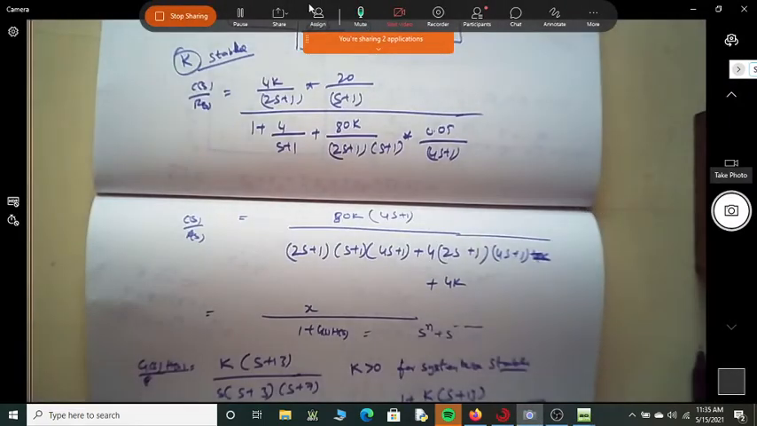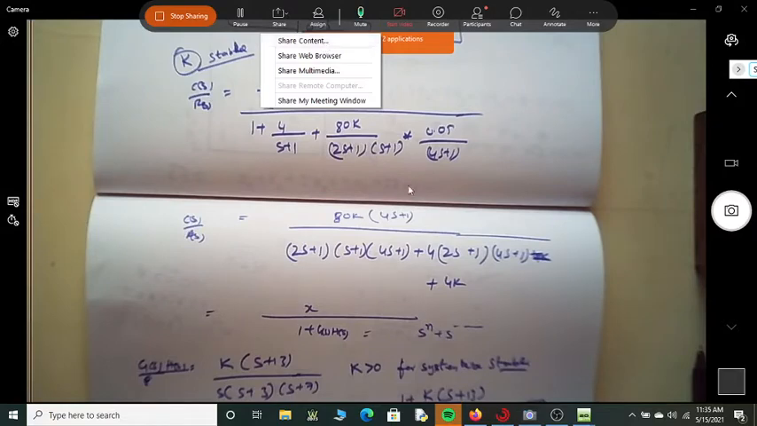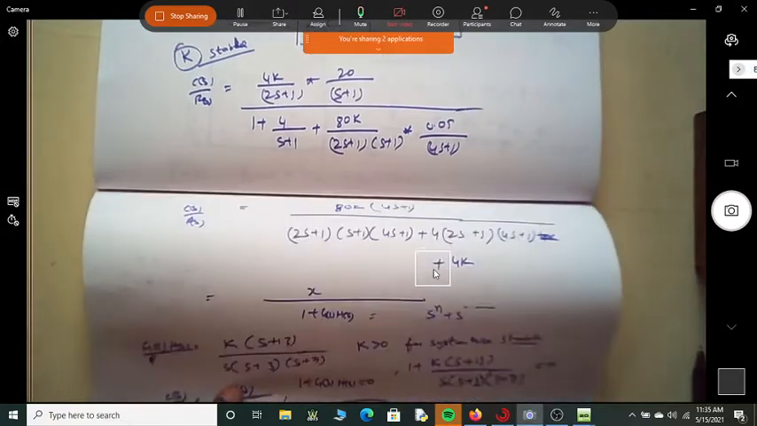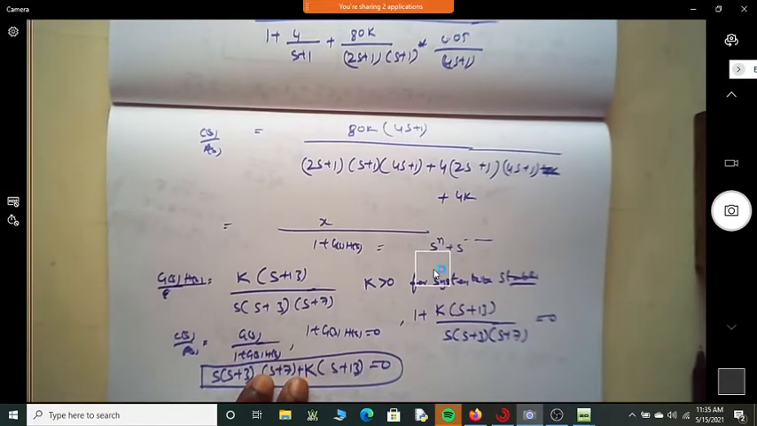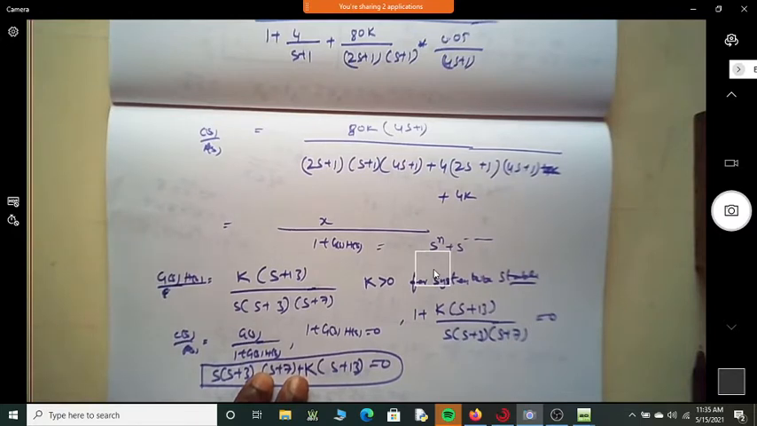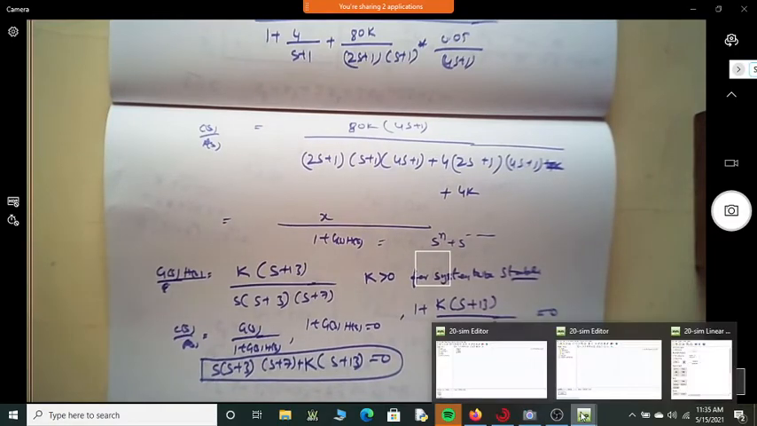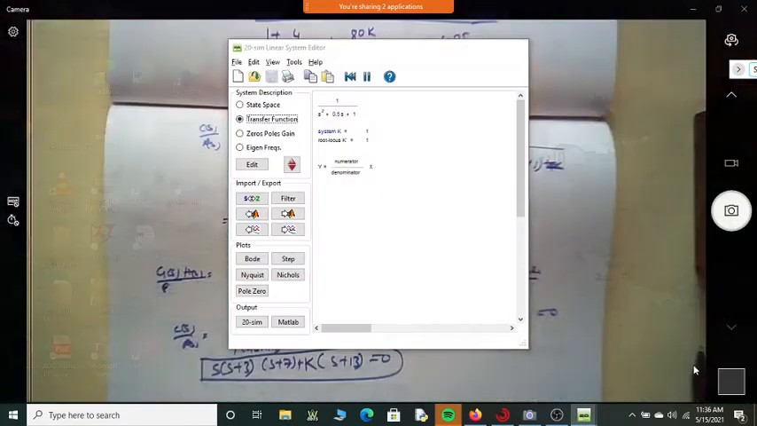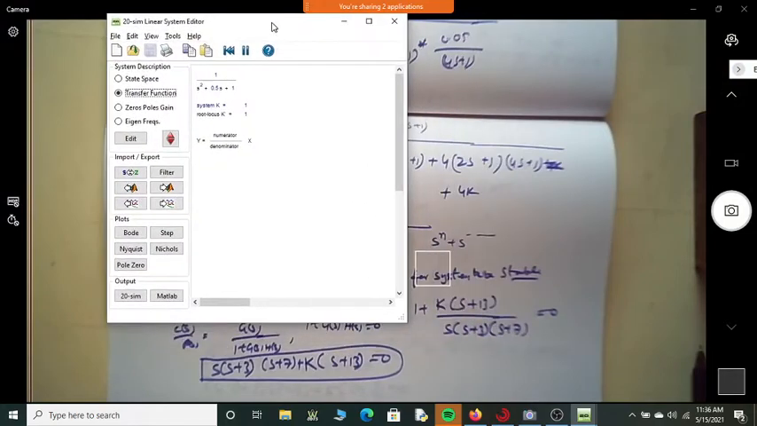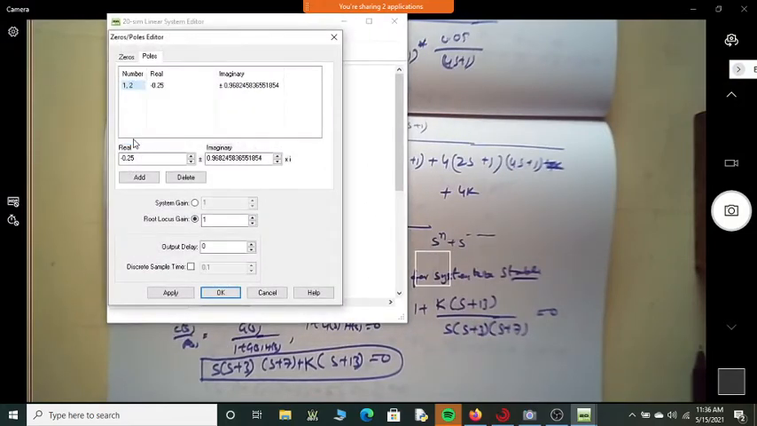Is this camera visible now? Okay, where are the poles now? Poles are at origin, -3, -7, and at -13 you have a 0. Shall I go to this and then edit those things? I will go to poles and zeros and gain, edit. So there are by default so many things. So I will add, do you have a pole at origin?